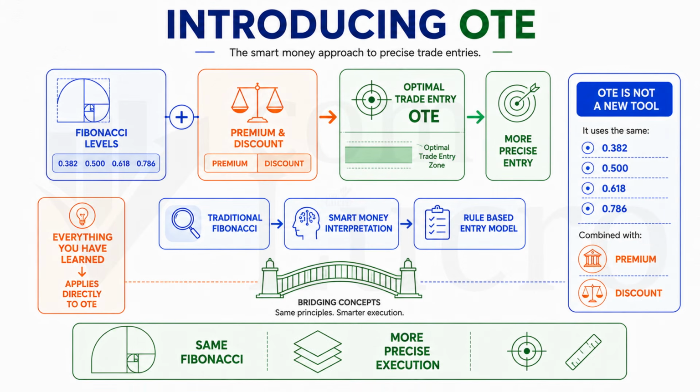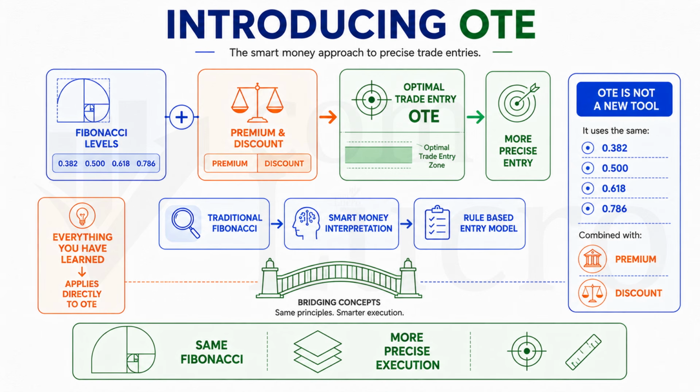Now that you understand premium and discount, we can bring in the tool that puts them to work with pinpoint precision. Smart money traders take these very same Fibonacci levels and turn them into a much more specific entry model, and they give it a name: the optimal trade entry, or OTE.